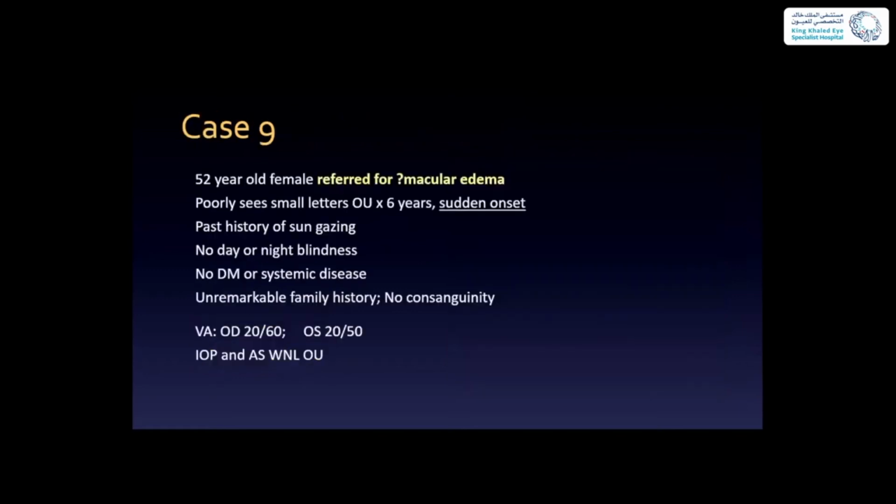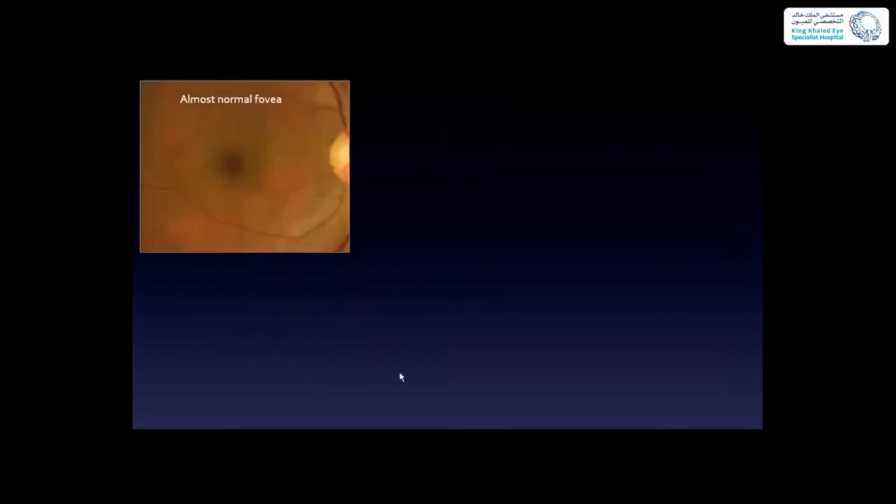Case number 9 is a 52-year-old female referred for, is this macular edema? She has been seeing poorly, reading poorly for the past 6 years, but she says that this poor vision started after she had been looking at the sun. She was sun gazing. There's no history of day or night blindness, no systemic illness, and unremarkable family history. Her visual acuity was around 20/50, 20/60.